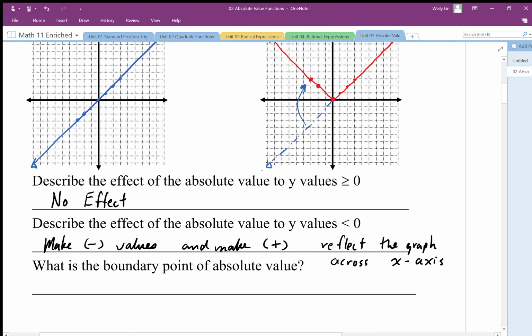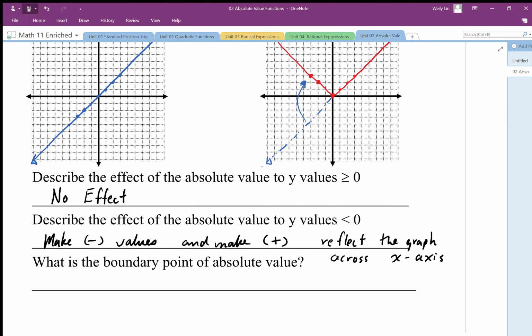And the key then is this boundary point, this boundary point here, where it actually changes. The boundary point of the absolute value is going to be when y equals 0. So the boundary point occurs at y equals 0, where the y values go from positive to negative. That's when we're going to change from keeping it the same to taking these y values and flipping them across the x-axis.